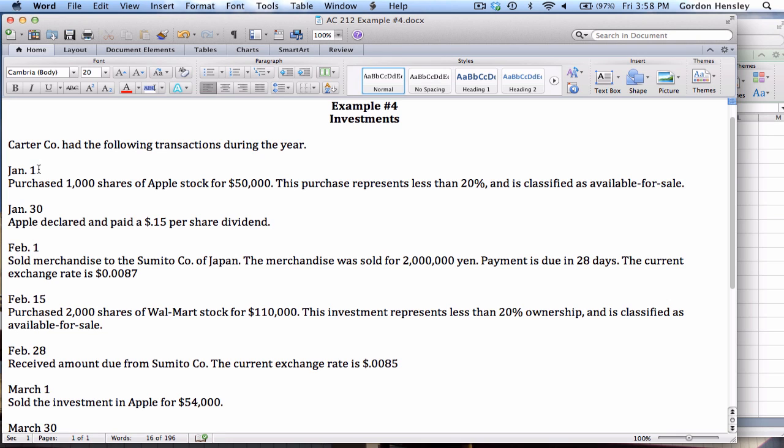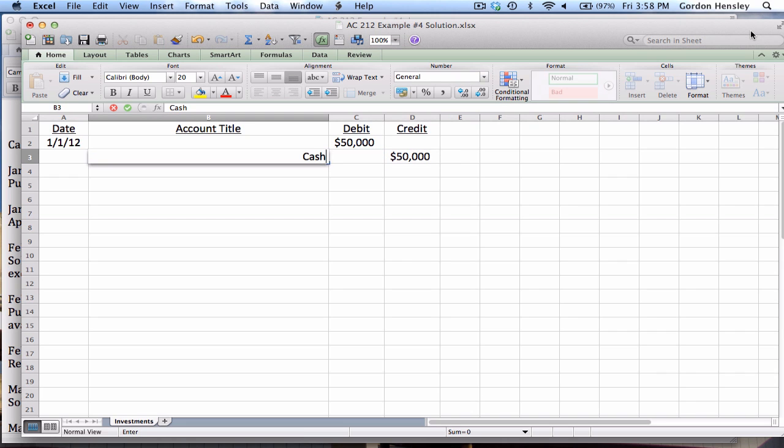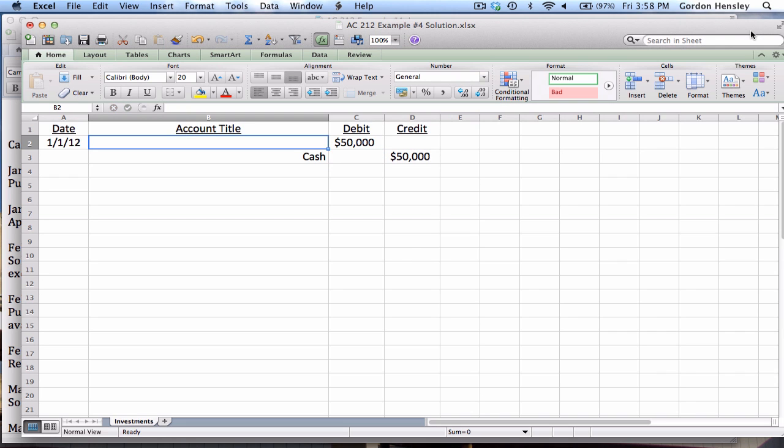And we have to know that because the way we account for these investments can sometimes change depending on the percentage of ownership. But as long as we're less than 20% ownership, we don't have to worry about it too much. So in this case, this transaction is occurring on January the 1st. It is a $50,000 investment. We are spending cash, so I know that cash needs to be credited. But on the debit side, I'm going to have to somehow record the investment.